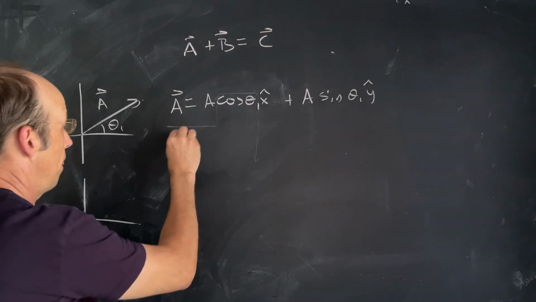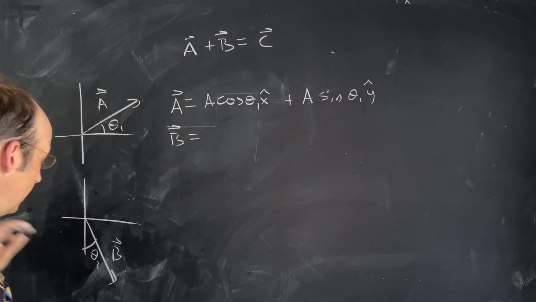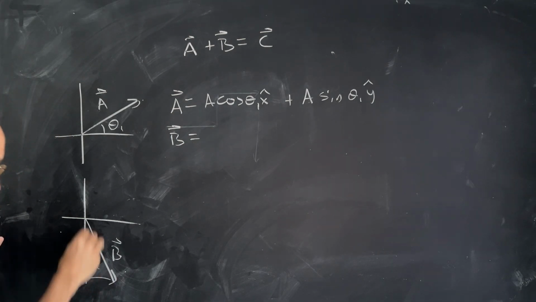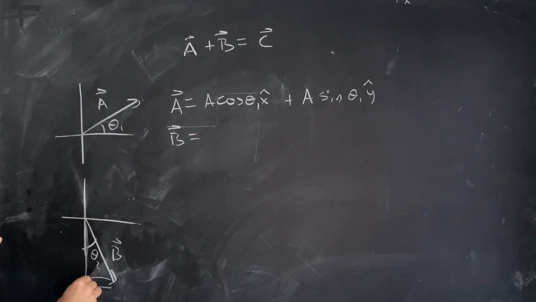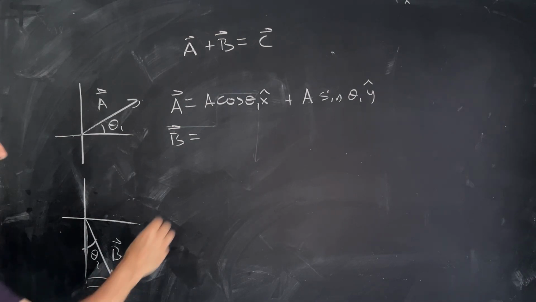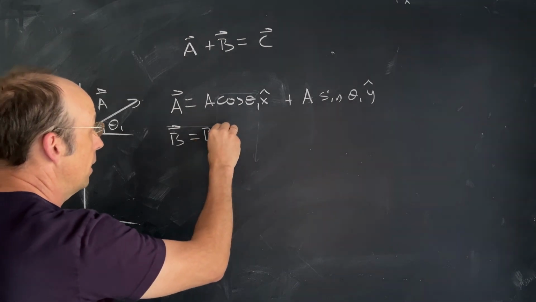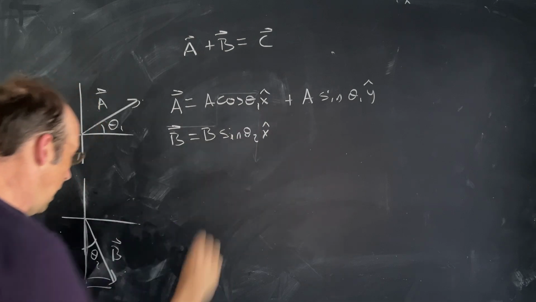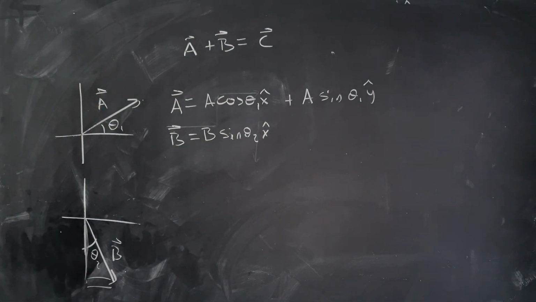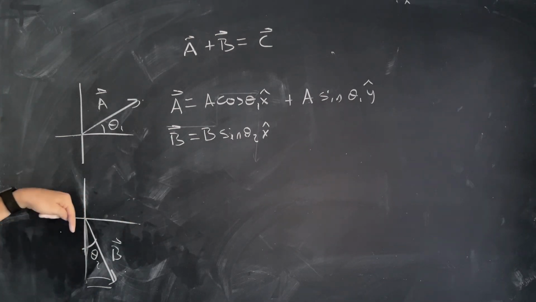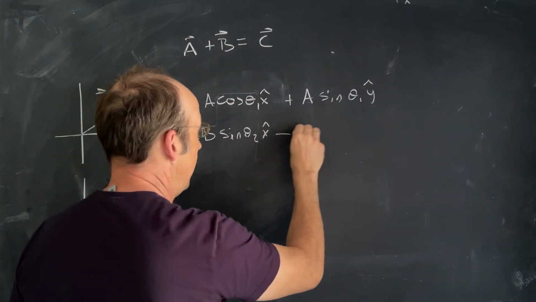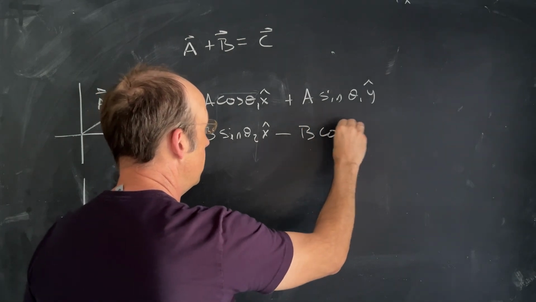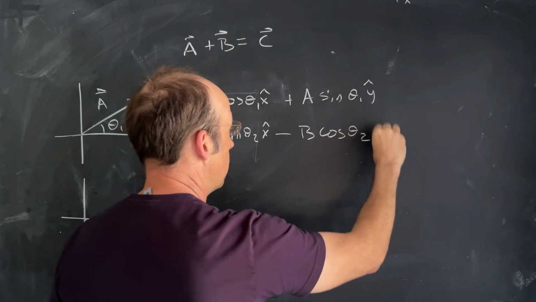B, in this case, look over here, this is my right triangle down here. My adjacent side of the right triangle is actually the y component. My sine is going to give me my x component. So in this case, it's going to be B sine theta 2 x hat. Now, that's in the positive x direction, so that's positive. That's in the negative y direction, so this is going to be minus B cosine theta 2 y hat.